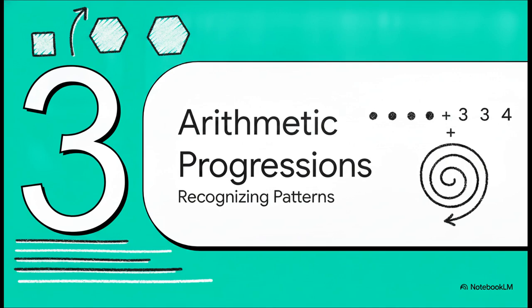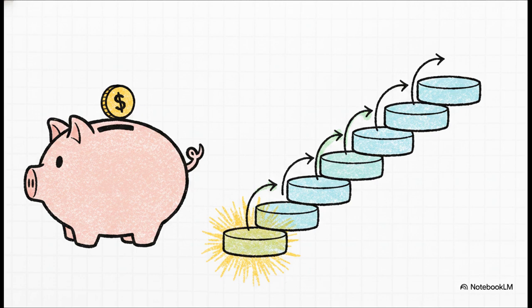All right, let's hit part 3, arithmetic progressions, or AP. We are totally switching gears here to look at how we decode numerical sequences and spot hidden patterns. Think about it like this. If you've ever saved money month over month by dropping a fixed amount into a piggy bank, congratulations! You already know how an AP works.